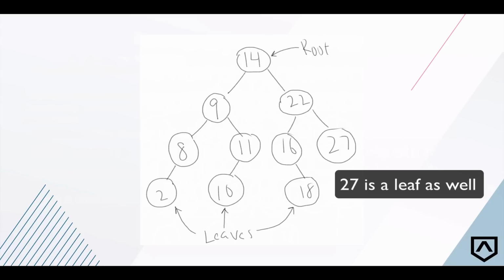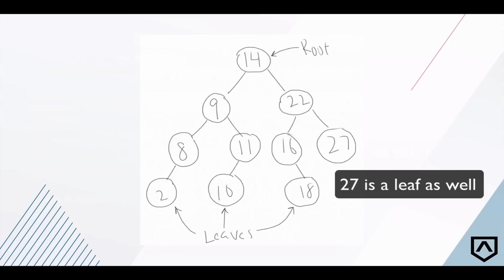Because we have 8 and 2. Conversely, on the right side of 9, those values are all larger than 9, because now looking at the right side of 9, we have two nodes, 11 and 10, and both of the values there are larger than 9.